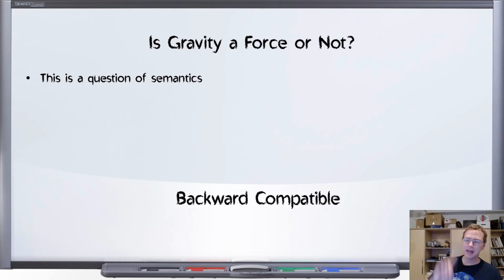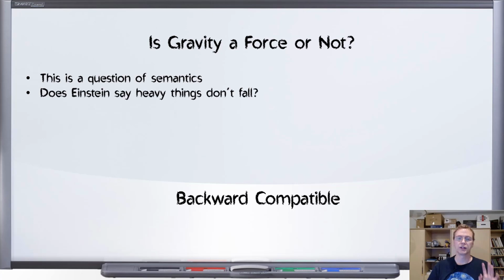Without delving into any of the mathematics, without getting into any of the science, any of the history, even talking about the logic, let's just lay it out right here. Einstein's field equations are backward compatible with Newton's law of universal gravitation. Let's check a few things. Does Einstein say that heavy things don't fall? Of course not. That would be a foolish, ridiculous thing to say. We cannot have built the past 100 years of science on a theory that says that heavy things don't fall.